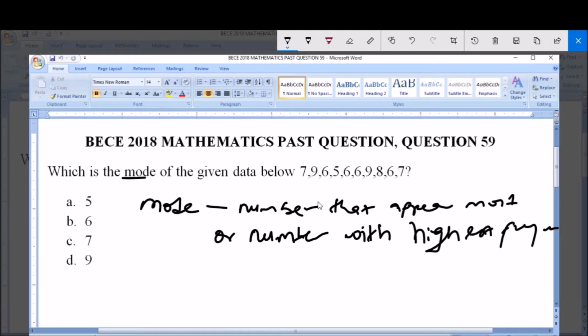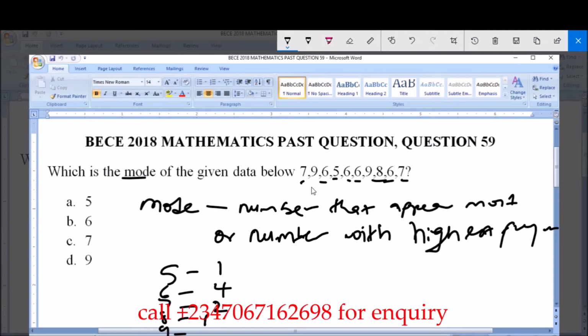Now we have numbers starting from 5 to 9. Let's list out these numbers: 5, 6, 7, 8, 9. Now we want to know the frequency, that is the number of times each number appears. Let's take a look at 5. 5 appears just once. 6 appears 1, 2, 3, 4 times. 7 appeared twice. 8 appeared once. Then 9 appeared twice.